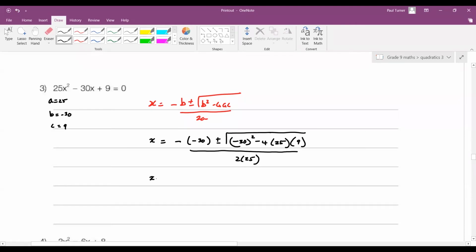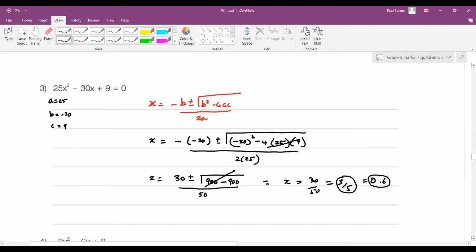So you'll get x equals 30 plus or minus the square root of 900, and 4 times 25 times 9 is 900. So minus 900, and that will be 50. 900 minus 900 is 0. So that's essentially cancelled. So you're only going to get one solution for x. So that's going to be 30 on 50, which is 3 on 5, which is 0.6. Okay, either one is okay. So that's your answer for that one.